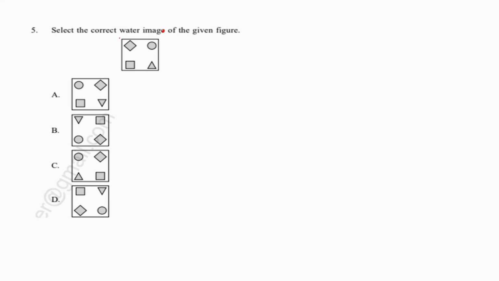Next, question number 5. Select the correct water image of the given figure. Water image is flipped, obviously upside down. So if we have this, the water image should be a triangle over here, upside down, a square over here, the circle, and then the rhombus over here. So that should be our required image, which we have in option D. So that's the answer.